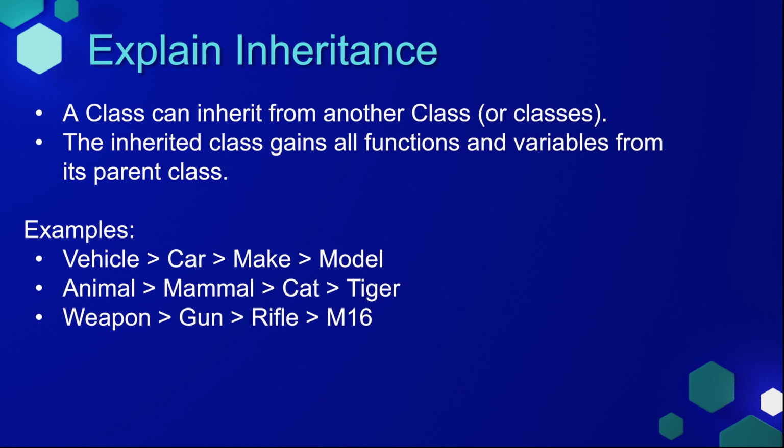And a final example, and this one's probably the most relevant to our game, is that a weapon could be many things, but a gun is a specific type of weapon that inherits from a weapon class. And then a rifle is a type of gun, so it would inherit from the gun class. And then an M16 is a type of rifle that would inherit from the rifle class.